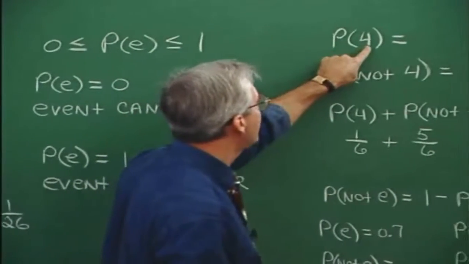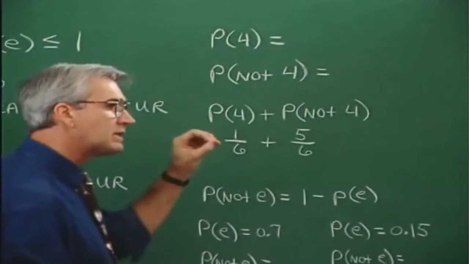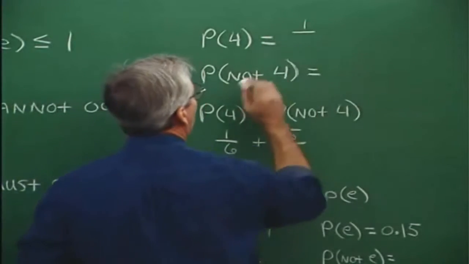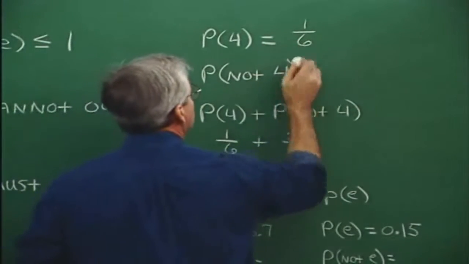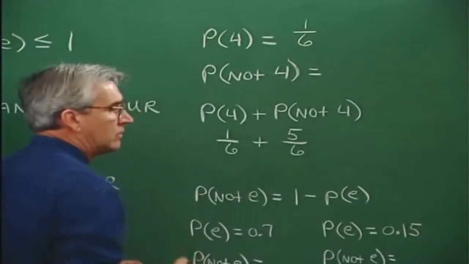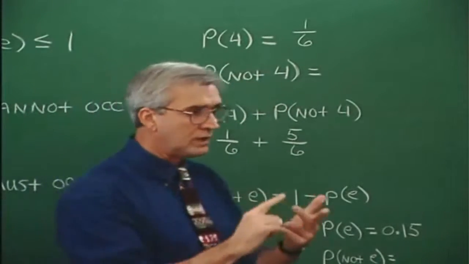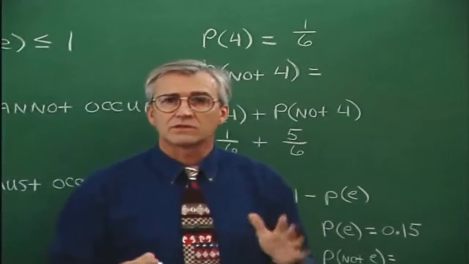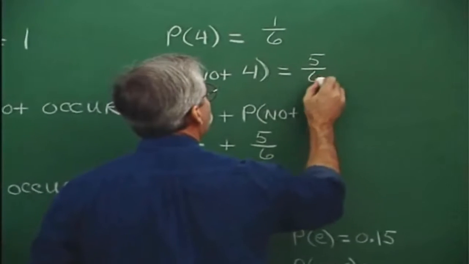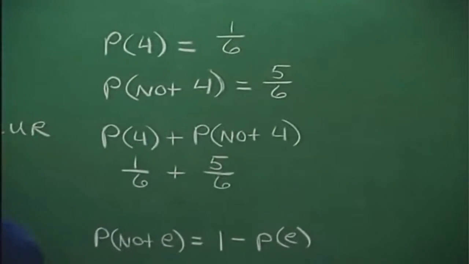What about the probability of a 4 on a die? Now, we talked about it before. The favorable outcome, there's only one 4 on the die out of a possible 6, so it's 1/6. What about the probability of not 4? The numbers that are not 4s, that's 1, 2, 3, 5, 6. There are 5 of those, so 5 out of 6 is the probability.